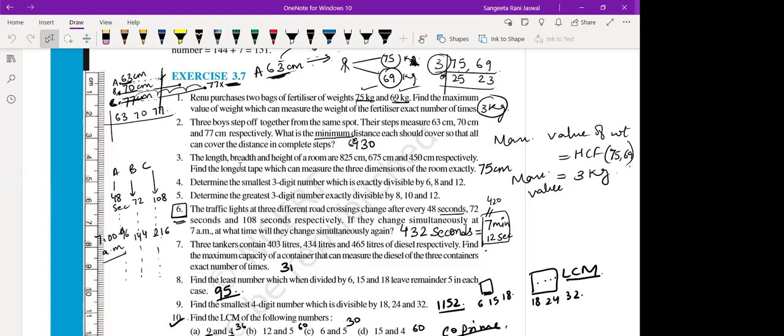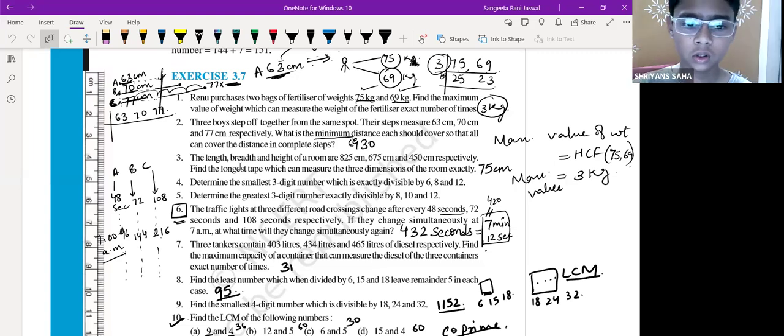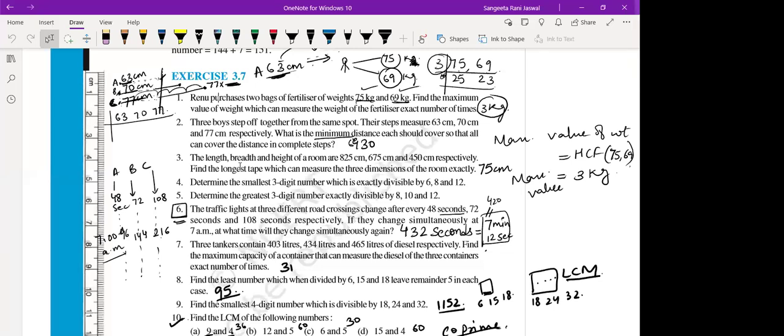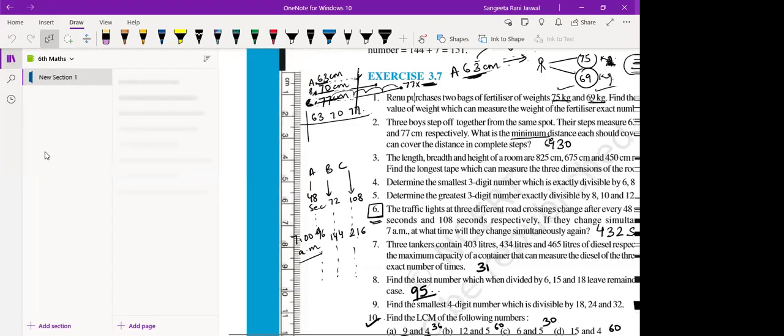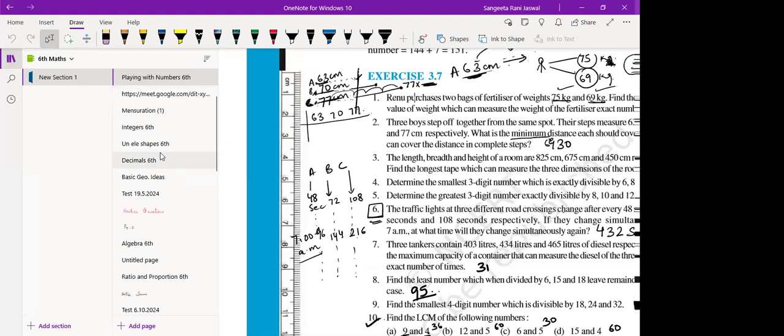Yes, Shriyansh? We have to find the HCF now. Yes, good. So you'll find the HCF of these, the highest common factor. Okay, the highest factor that can divide these numbers, right? Okay. So please do write down the first statement. Your statement will be the length, breadth, and the height of the room. And then your longest tape will be the HCF of these.